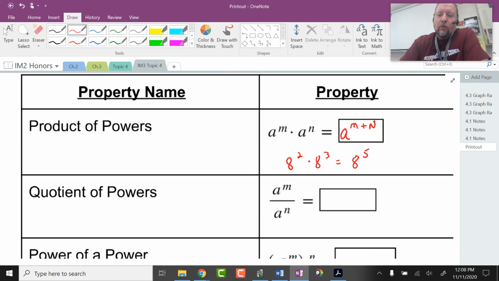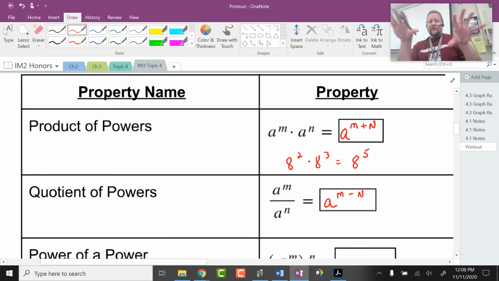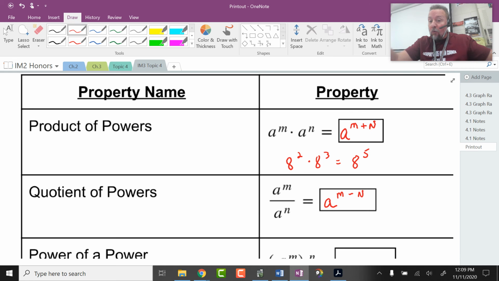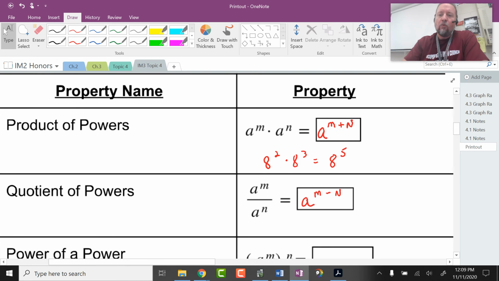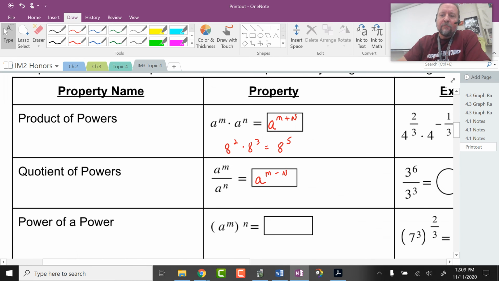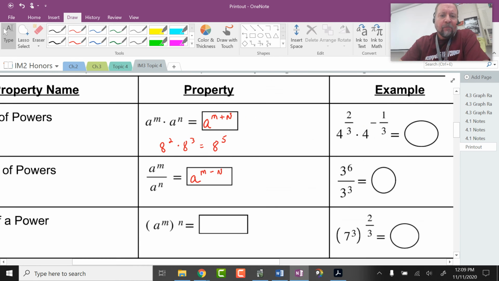And then this other rule right here, quotient of powers, this is the subtraction rule. The subtraction rule of powers in this sense creates 2 more properties of exponents. But let's tackle these first.